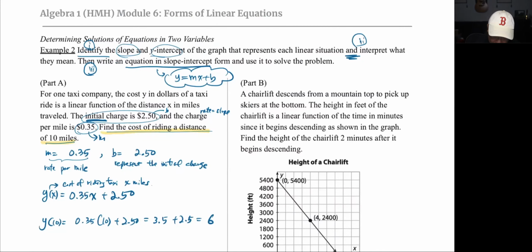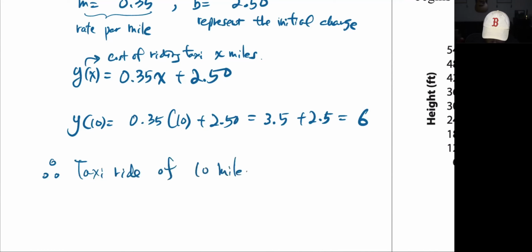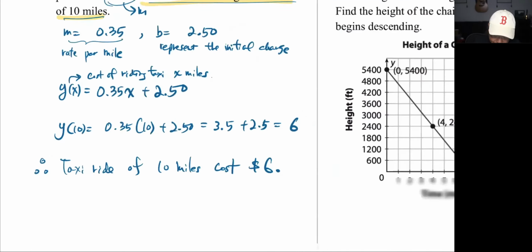But we do want to double check. Therefore, a taxi ride of 10 miles costs $6. Okie dokie. Let's do another example here, shall we?